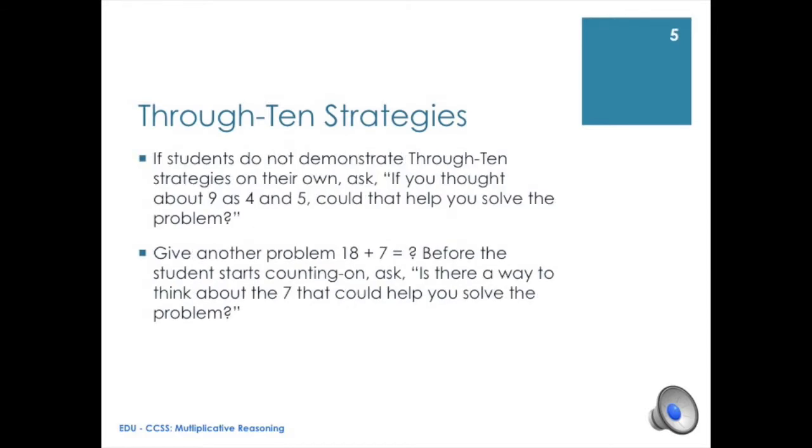But if they're not doing that on their own, you can ask them, if you thought about 9 as 4 and 5, could that help you solve the problem? Or, given another problem, 18 plus 7, before the student starts counting on, ask them, is there a way to think about the 7 that could help you solve the problem?